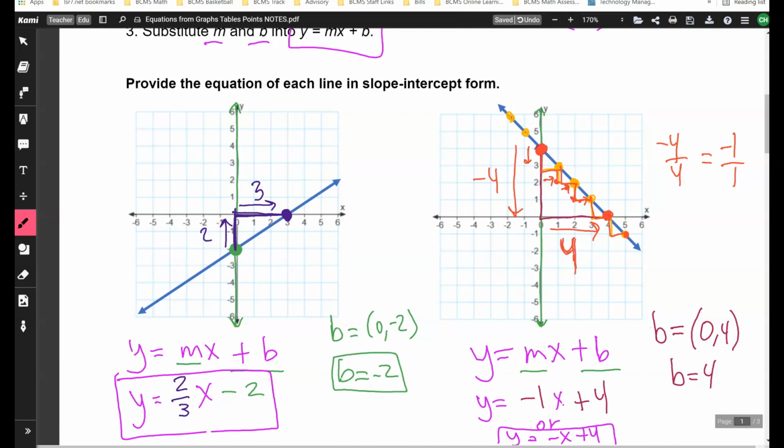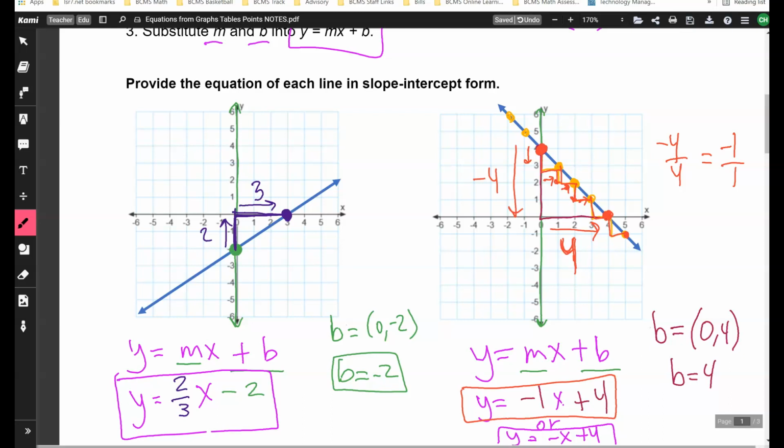So a negative 1 is my slope because it's going down and to the right. So all of my x values, as they get bigger, my y values decrease. So that's a negative slope. So I could write my equation like this. y equals, whatever y I have on this graph, equals negative 1 times x and then plus 4.